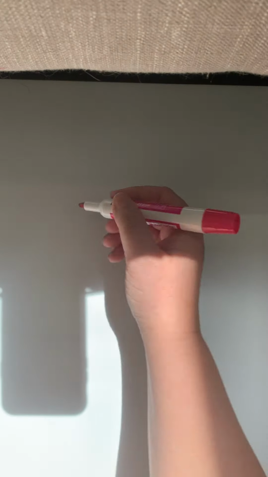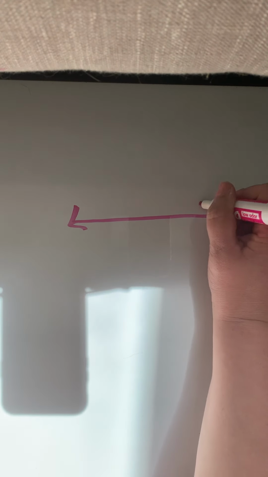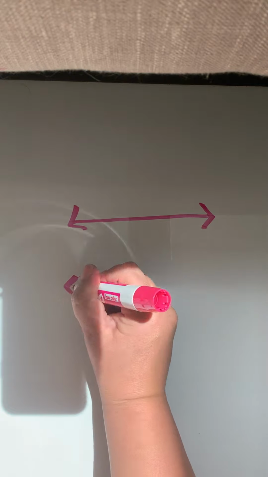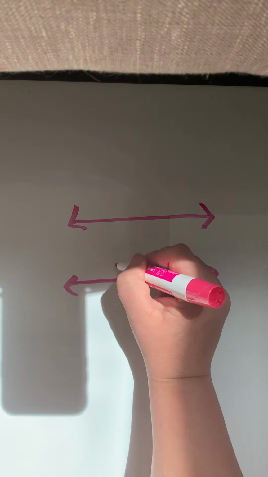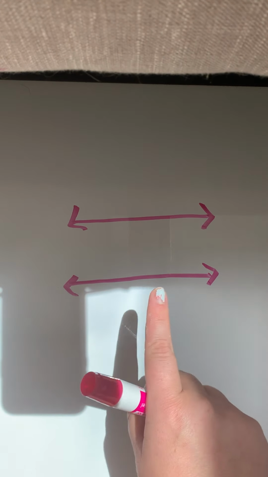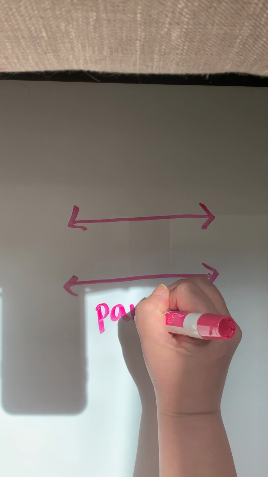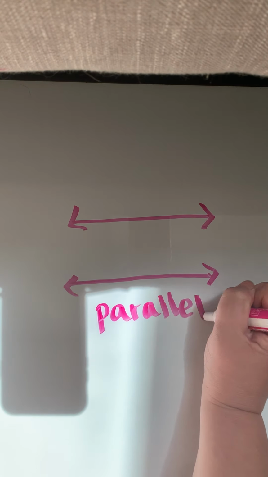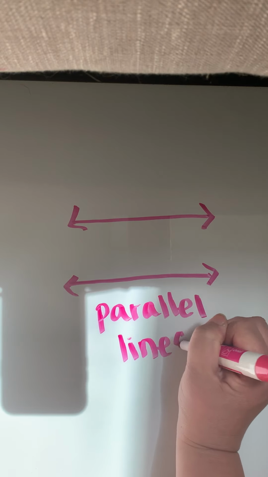Okay, let's look at number 2. Now remember, if you need more time, just pause me, okay? Let's look at number 2. Blank do not meet no matter how long you draw them. So a set of 2 lines that never meet, that have the same distance between them anywhere. What are these called? Excellent. We should have parallel lines written on our board.